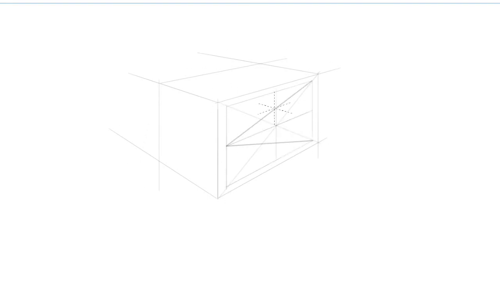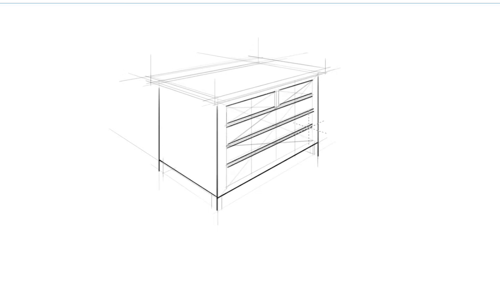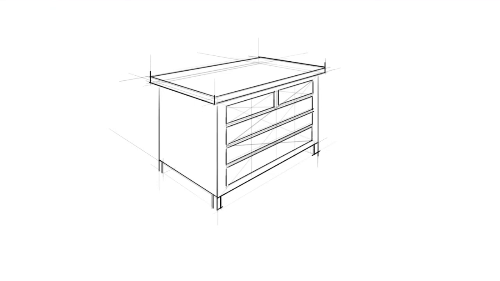Now I'll move on to another piece of furniture. I'll draw a dresser. You can see I start with a cube and I subdivide the front to find the center where the drawers will be. I'll add a top to it and some legs using the two points on the horizon line. Then I'll verify it and give it a quick shading to give it dimension.